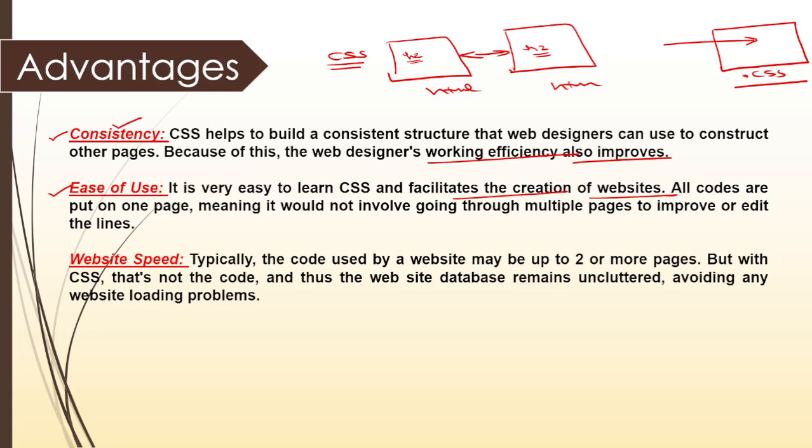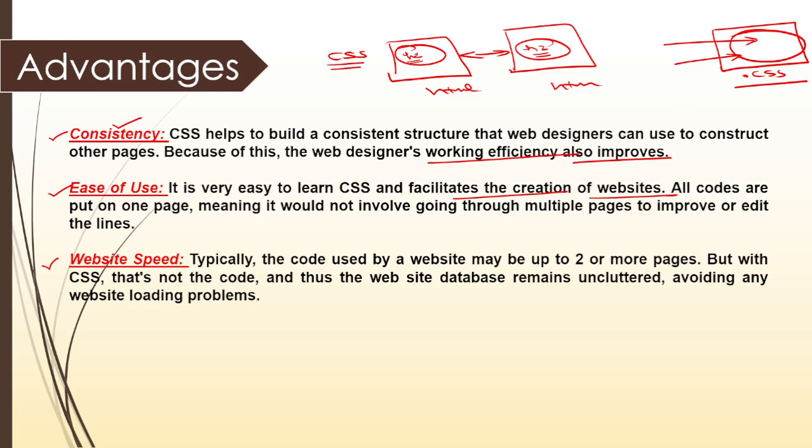Also, all the code is put on one page in the case of an external cascading style sheet, meaning it would not involve going through multiple pages to improve or edit the lines. Similarly, if I want to change the color or font size of this particular H2 tag, a user can change its properties in the .css file only.